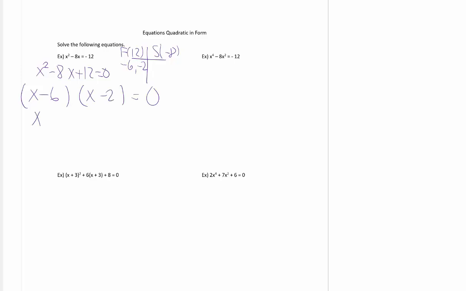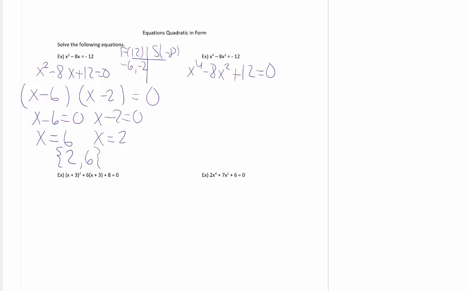Set each factor that contains a variable equal to 0. And we get x equal to 6 and x equal to 2. So the solution set for this would be 2 and 6. Okay, so how does this change if instead of it being x squared, it's x to the 4th? Well, first off, I'm going to set it equal to 0, just like before.